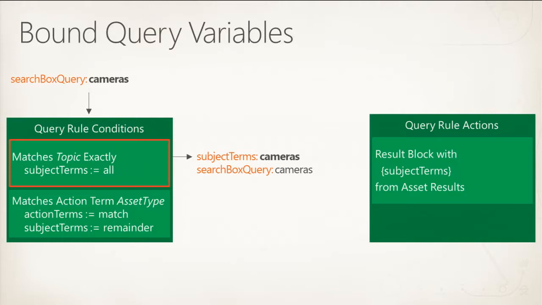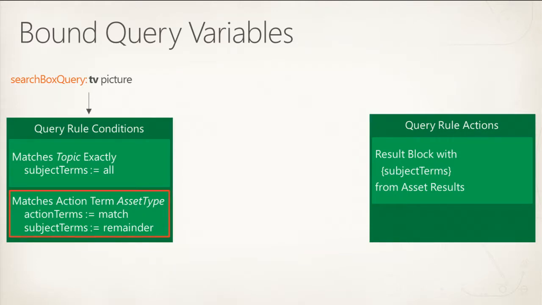Now it's going to get sent to the action, right? Because this is how the conditions and the action communicate. The action is just going to take whatever is in subject terms and send it along to asset results. So what goes to asset results? Just cameras. Now the user comes in and types TV picture. TV is the subject. It's what they're actually searching for. Picture is the action. How do you act on the subject? So the condition that's going to match here is the second one, the action term condition, which means action terms is going to be assigned the match, which here is picture. The remainder will go to subject terms. So this is what you get: action terms picture, subject terms TV. So when you go off to the action, what gets sent to asset results is TV.